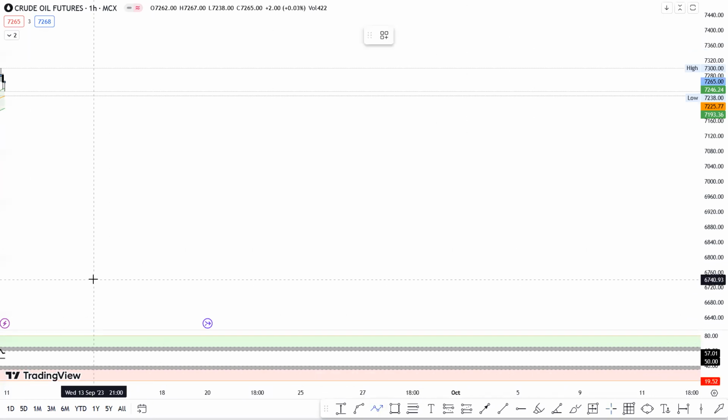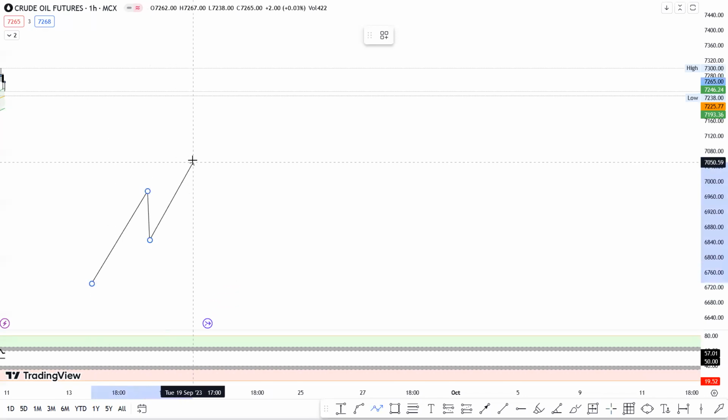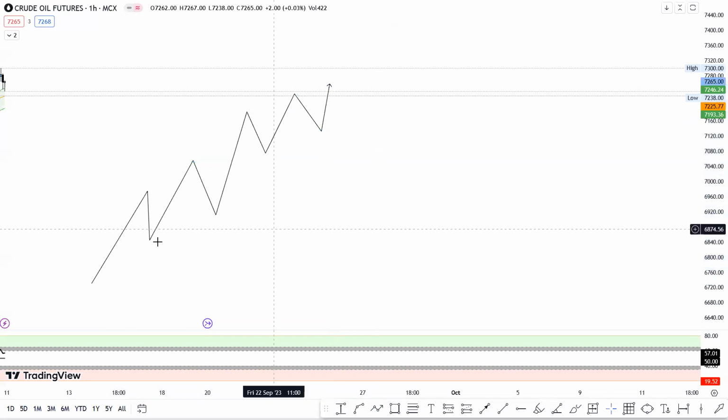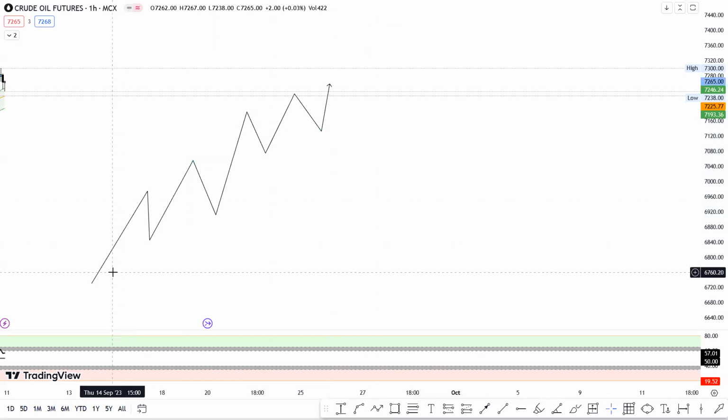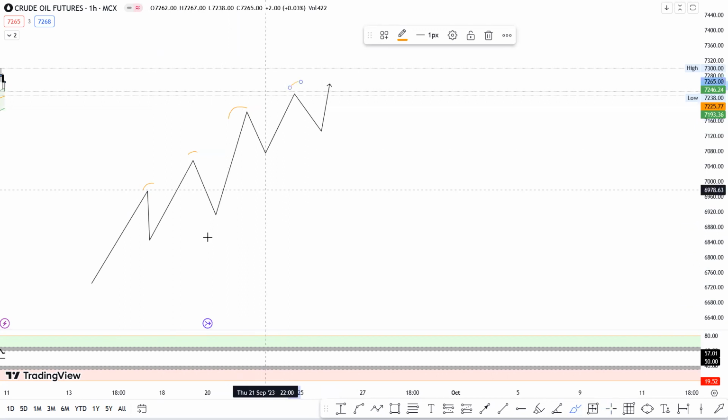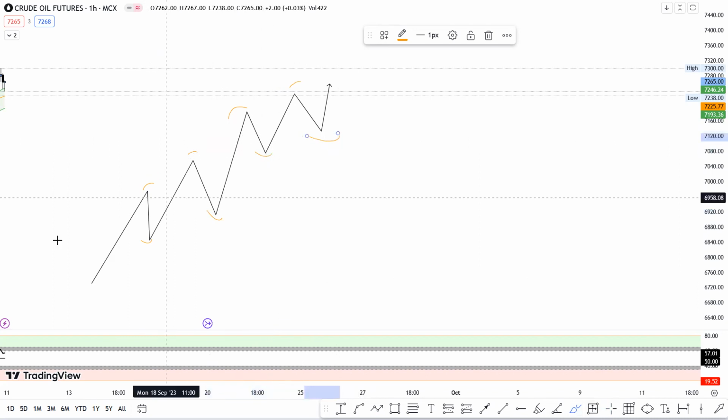First of all, you might know the uptrend. An uptrend is a series of higher highs and higher lows. So this is a higher high, higher high, higher high, and this is a higher low, higher low, higher low. This is an uptrend.